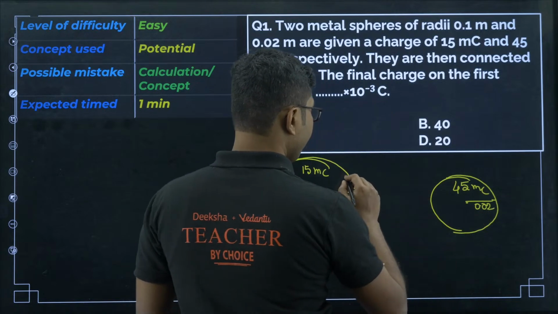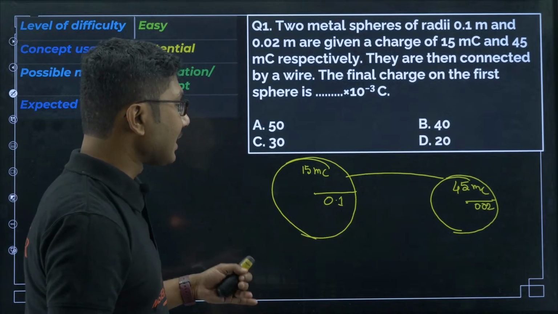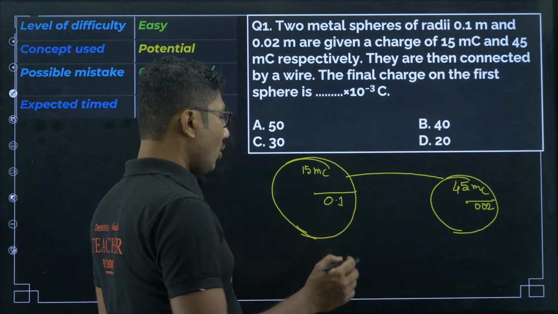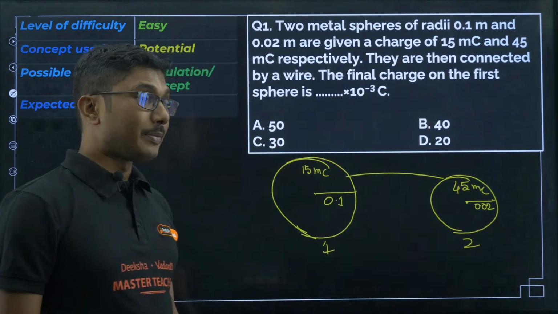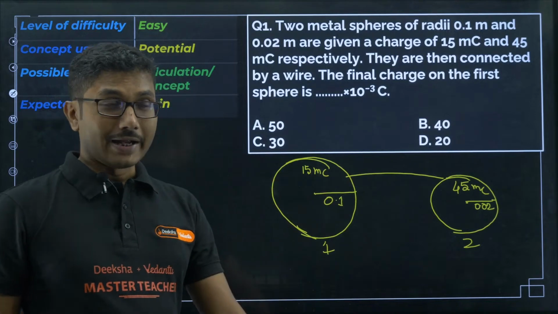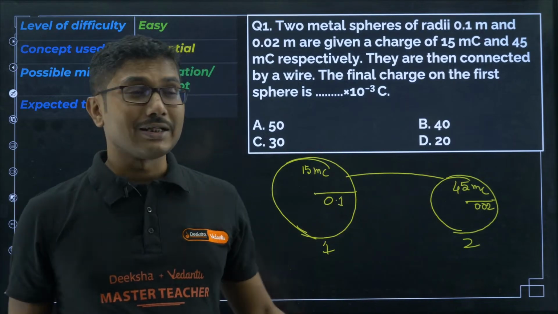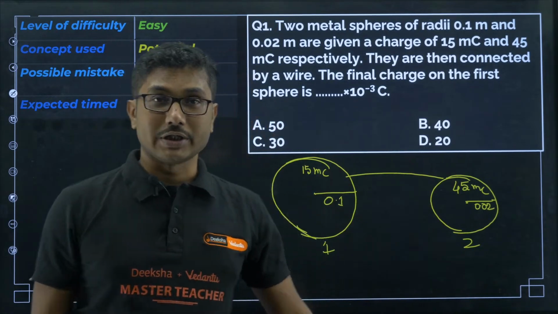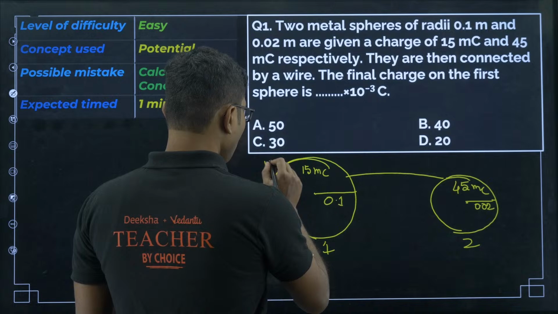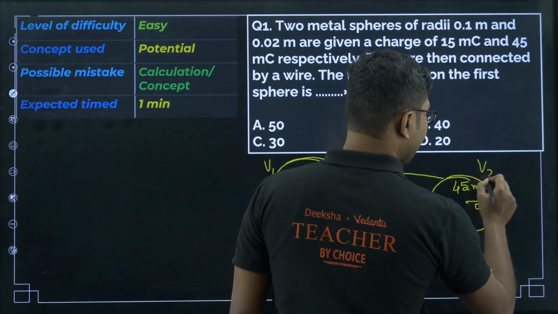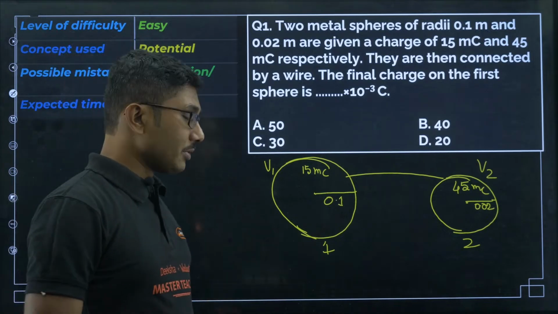Now we connect them so that they exchange the charges. After the charges are exchanged, what is the final charge on the first sphere? That is what we are trying to find. Now don't get tempted to simply add them and divide them. That will not be the case, because the charges will be exchanged until both of them have the same potential. So first of all, we have to calculate the potential V1 of the first sphere and V2 of the second sphere, and then we can decide who is having higher potential, so how much charge is being distributed.